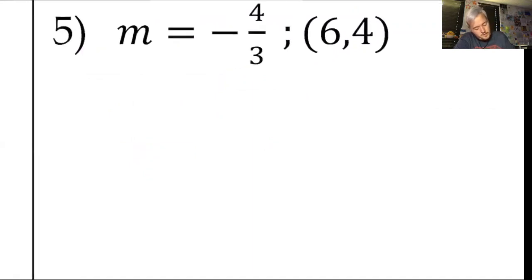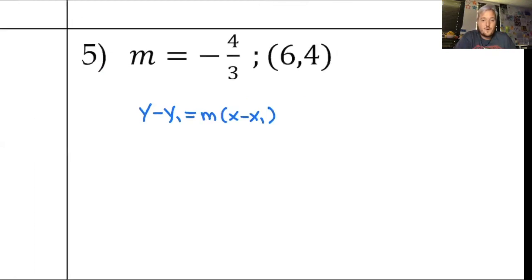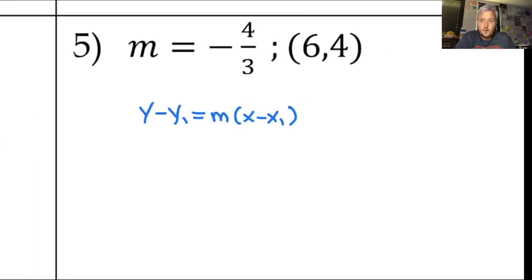Okay. Y minus y1 equals m times x minus x1. So one question I get asked a lot is, how do I remember all these formulas? Well, continuously writing them over and over like this helps a lot. I'm just saying.